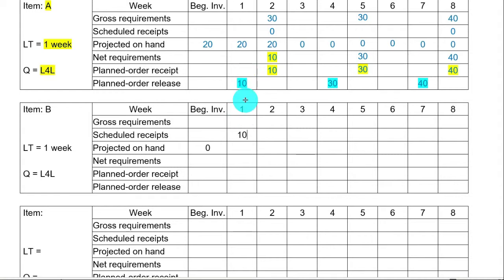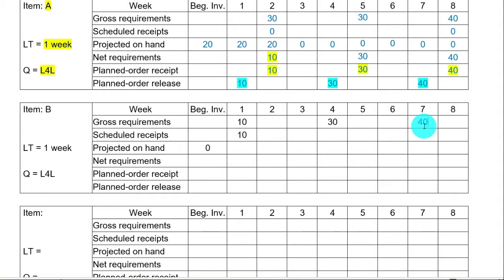1A, 1B. Okay. So the planned order release for item A is 10 in week 1. So 10 multiplied by 1, you have 10 here in week 1 for B. 30 here for A. 30 times 1, you get 30, in week 4. 40 A in week 7. So 40 times 1, you get 40. Okay. Why 1? Well, because of what's indicated in the bill of materials, right?